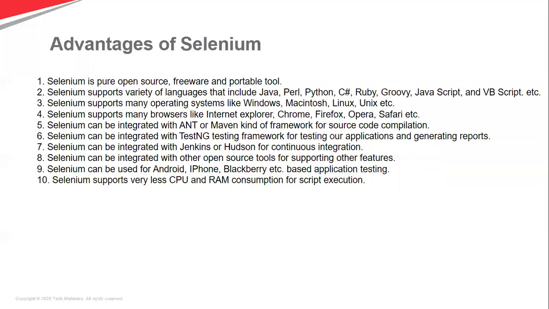First of all, it's open source. A tool being open source is one of the major and most important advantages because it doesn't involve any cost. Then, it allows you to create your scripts in multiple languages: Java, Perl, Python, Ruby, Groovy, JavaScript. With Selenium, we can also automate multiple browsers: Google Chrome, Mozilla Firefox, Safari, Internet Explorer, Edge. Multiple browsers are supported.